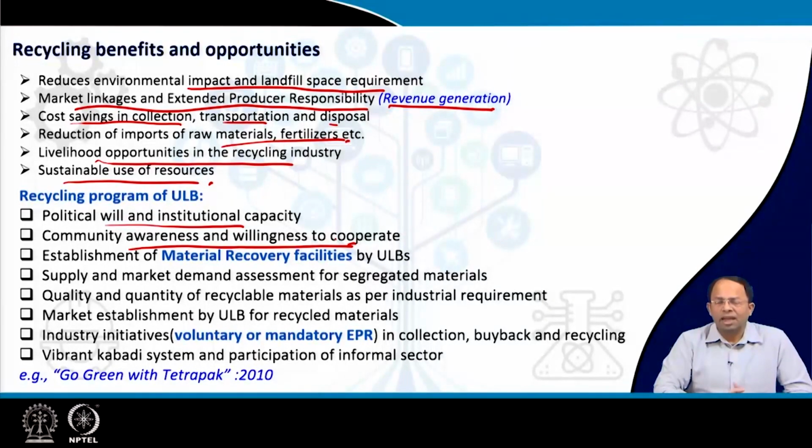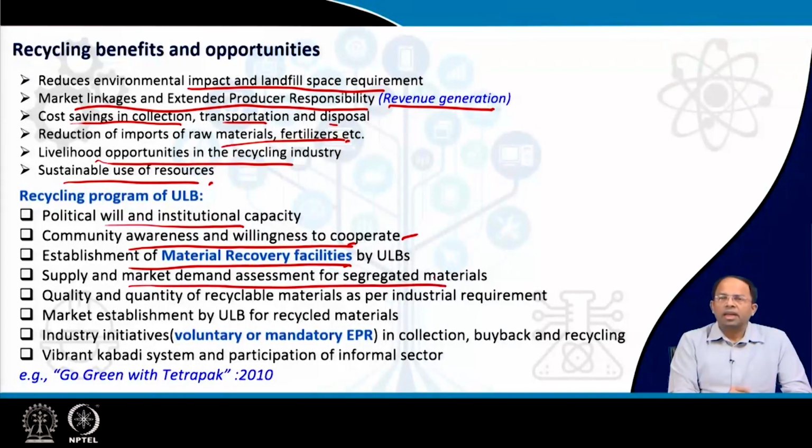First of all, we have to tell them that this is what we are deciding to recycle, and that you have to segregate this kind of waste and so on. Also, people need to participate in this program. Then establishment of material recovery facilities. Without these facilities, you cannot do any kind of recycling program. Then supply and market demand assessment for segregated materials. So we have to do the market demand assessment first. Then quality and quantity of recyclable materials as per industrial requirement.